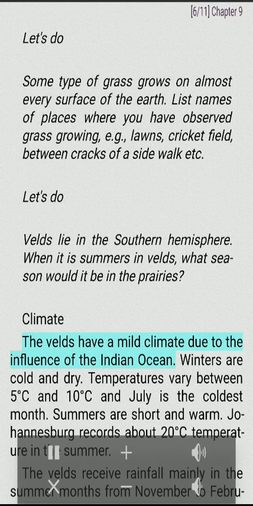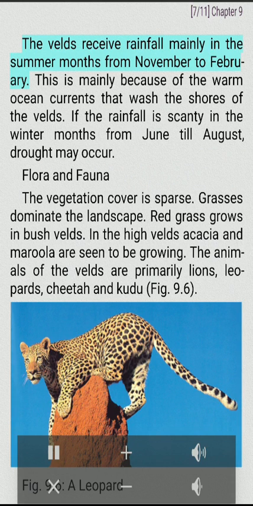Climate. The velds have a mild climate due to the influence of the Indian Ocean. Winters are cold and dry. Temperatures vary between 5 degrees Celsius and 10 degrees Celsius, and July is the coldest month. Summers are short and warm. Johannesburg records about 20 degrees Celsius temperature in the summer.